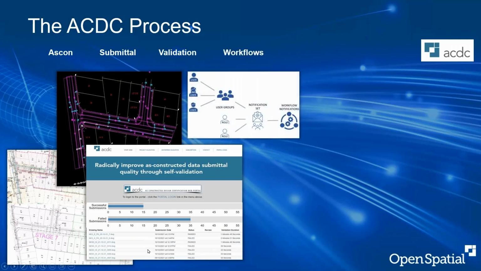If you're interested in ACDC, I'm not going to give a whole demo. It takes 30 to 45 minutes to go through it. But the point being, you can go from CAD all the way to GIS. In the portal, there's a notification framework, so you can say when something's ready or validated. You can automate emails through the system to different folks at different stages.